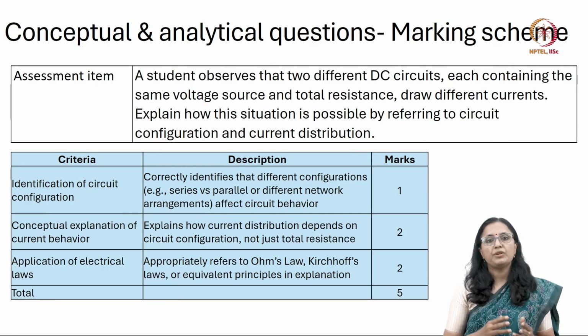at the same time, it will help us assess what we intend to assess, because all the criteria of the assessment will be listed down in the marking scheme. For example, in this question, a few criteria can be if the student is able to identify the circuit configuration, that if you have series versus parallel or a different kind of arrangement, then probably it can affect circuit behavior, and you have basically mentioned that 1 mark is allocated to this.